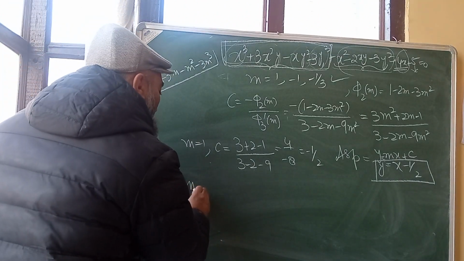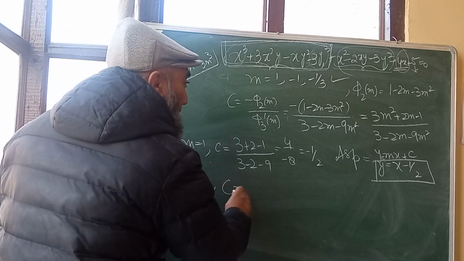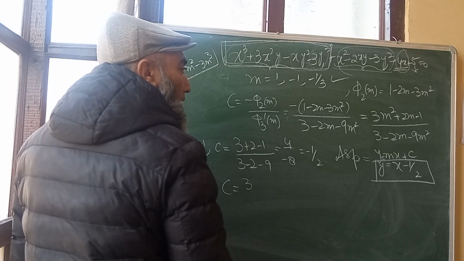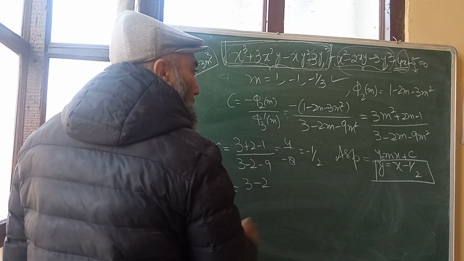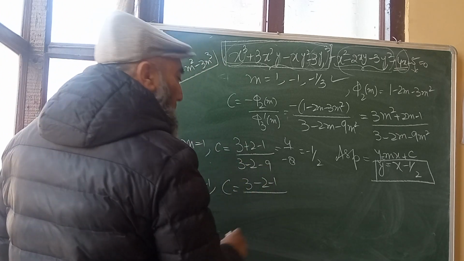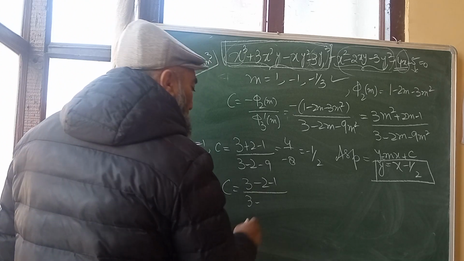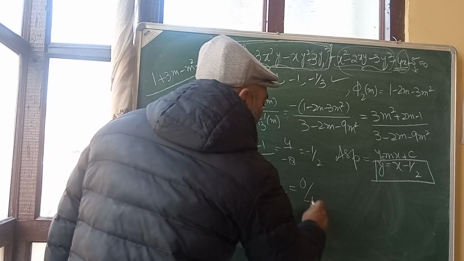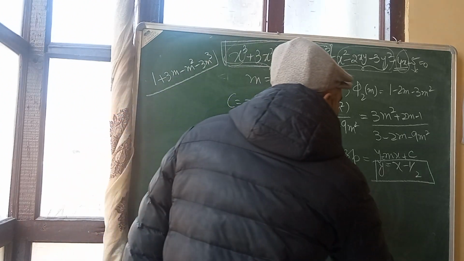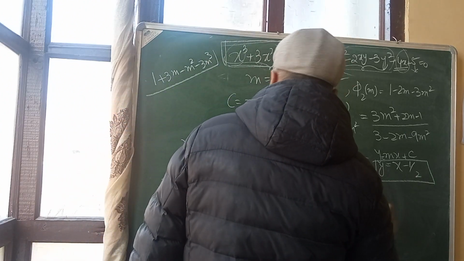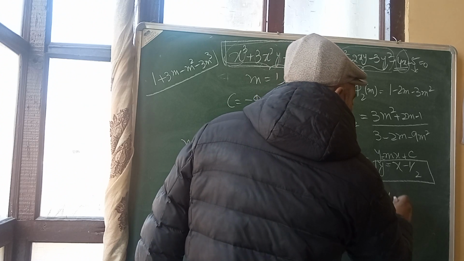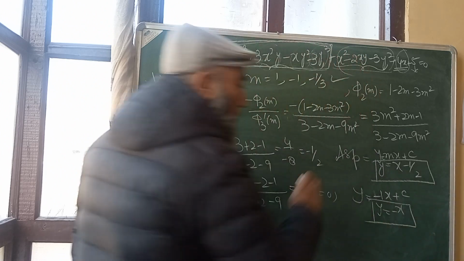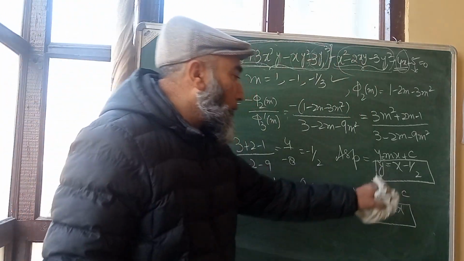When m is minus 1, what is c? m is minus 1. It is 3 into minus 1 square, it is 3, 2 into minus 1 is minus 2, minus 1. So 0 upon 3 plus 2 minus 9. So 0 by minus 4, it is 0. So the asymptote is y equal to mx plus c, with m equal to minus 1, so y equal to minus x. You know this is an oblique asymptote. So this is the first oblique asymptote, this is the second.